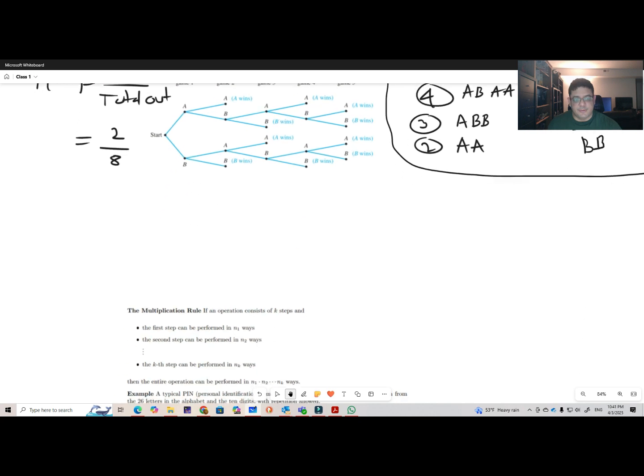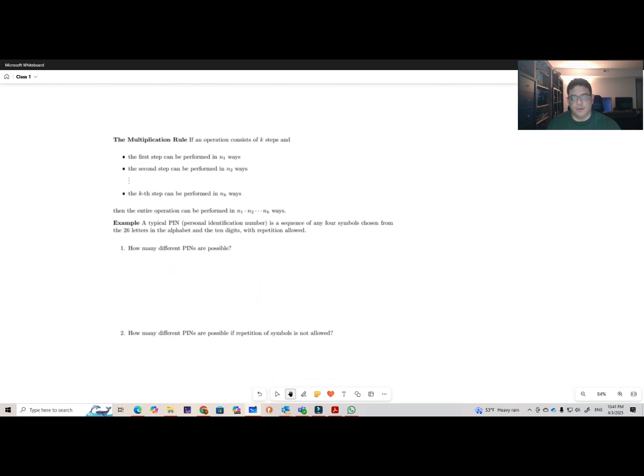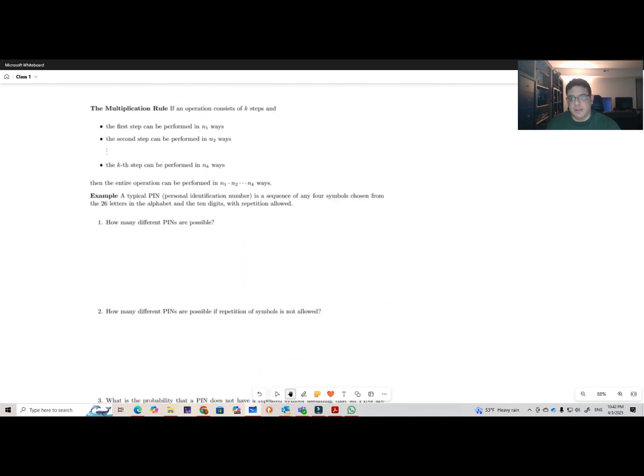Now moving on, let's define the multiplication rule. The multiplication rule consists of an operation that has k steps. The first step can be performed in N1 ways, the second step can be performed in N2 ways, and the kth step can be performed in Nk ways. So to conclude, the entire operation can be performed in the multiplication of N1 times N2 times up to Nk ways.